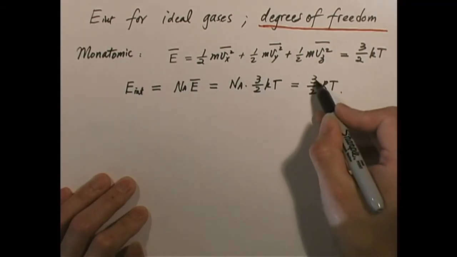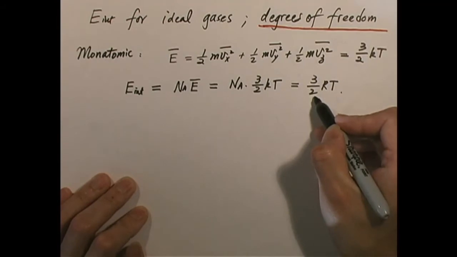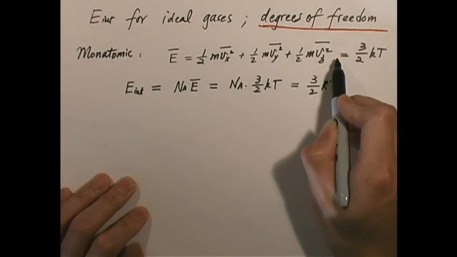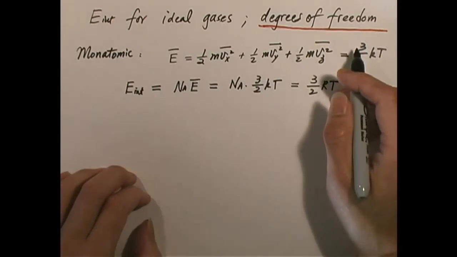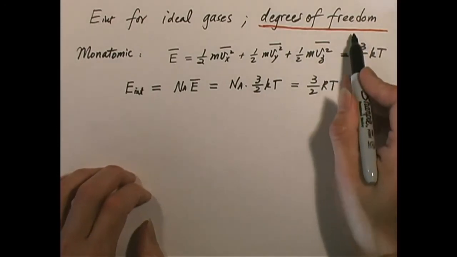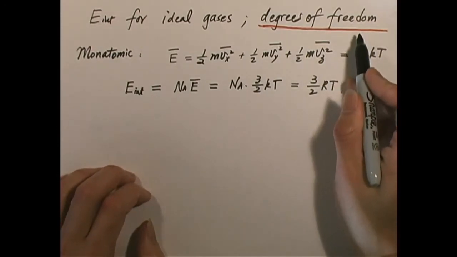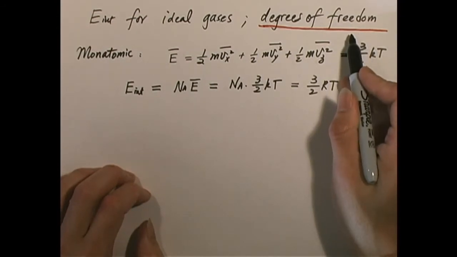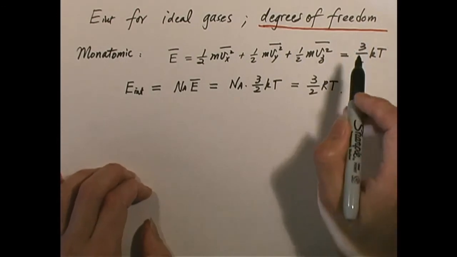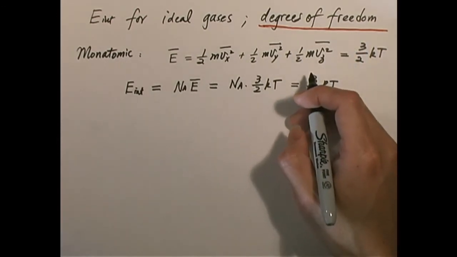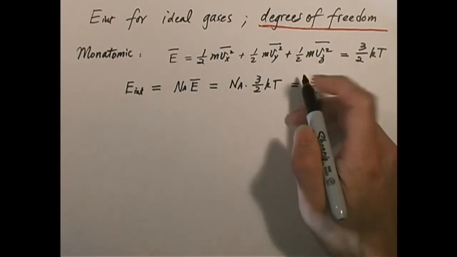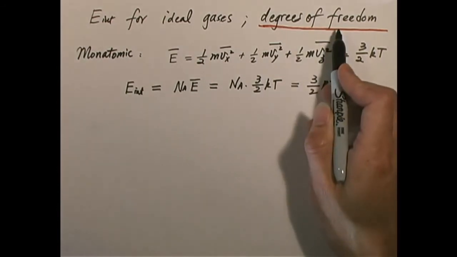You notice that it's 3/2. Why? Because this thing can move three-dimensionally. We say it's got 3 degrees of freedom. What's a degree of freedom? Well, each degree of freedom corresponds to an independent coordinate which helps you specify the exact location of this particle. In a three-dimensional situation, it takes 3 coordinates, x, y, and z, to uniquely specify the location of this particle. So we say it's got 3 degrees of freedom.